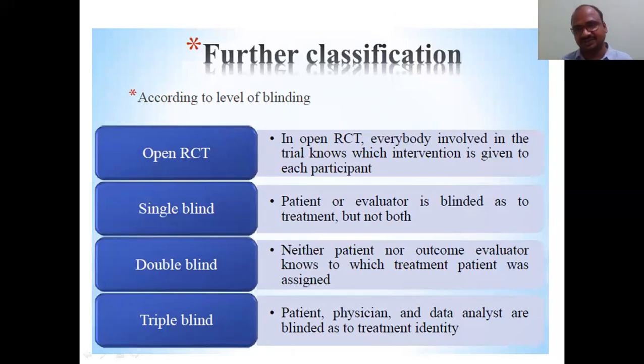Further classification of RCT. This is also a very important one. Here you will get all these 4 names, you can keep in your mind: open RCT, single blind, double blind, triple blind. A number of times this has appeared in the question papers. So you concentrate on this. It has already appeared in old question papers. What is open? What is blind? What is double blind? What is triple blind? That I will explain to you with the diagram in the next slide. See here.